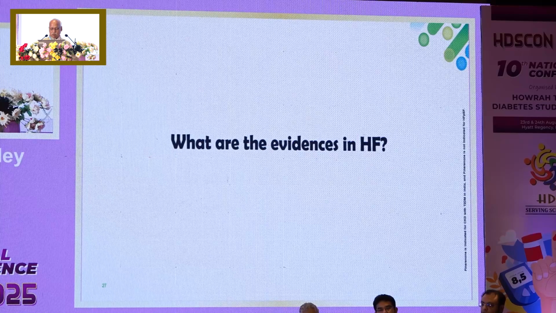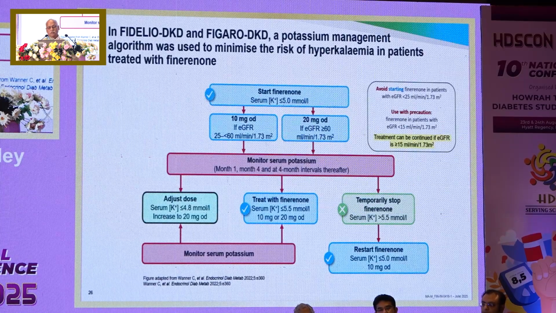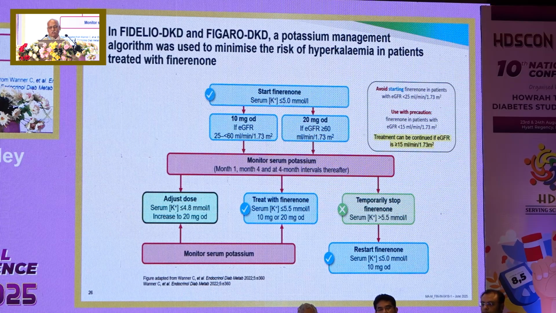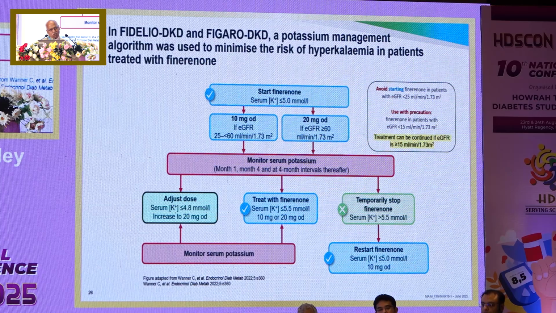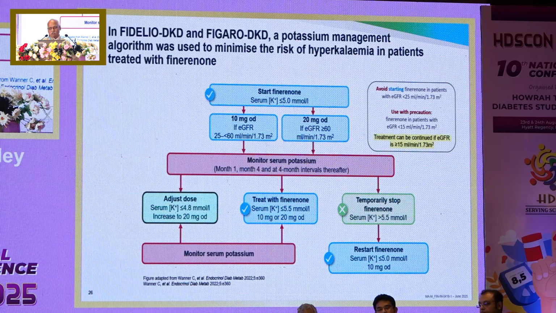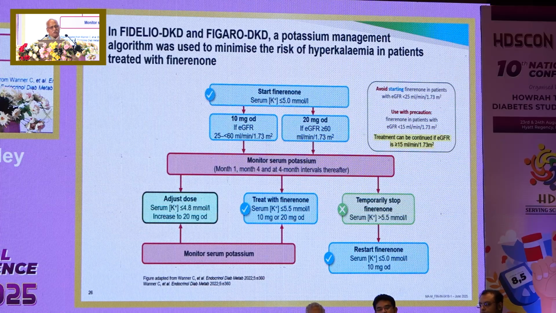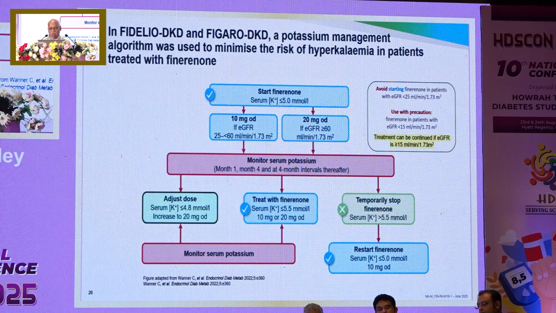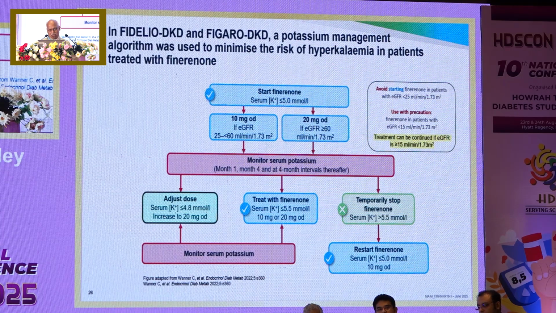And yeah, this was the slide, I think. If you have a potassium more than 6, of course you have to stop it. If it is somewhere between 5 and 5.5, do not increase the dose from 10 to 20. Stay at whatever the dose is. But if your eGFR is more than 60 and potassium less than 4.8, you can always start with 20 milligrams. So that's the usual practice pattern. And a hyperkalemia avoidance strategy has to be there.